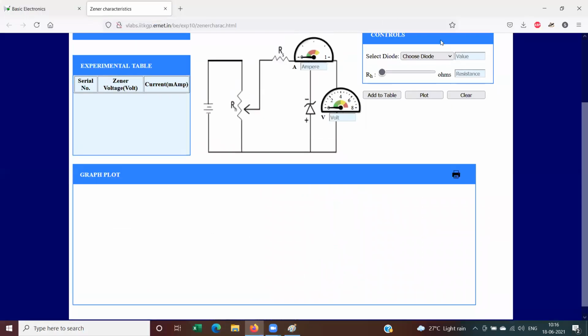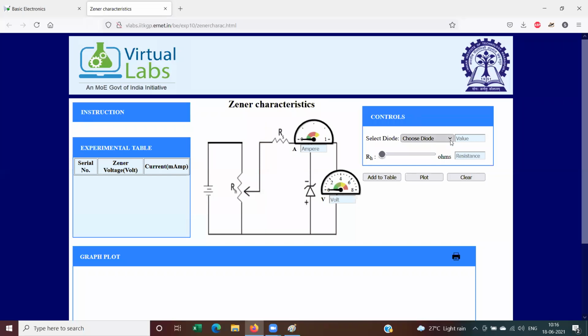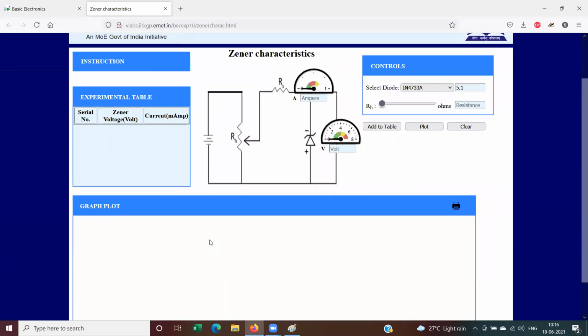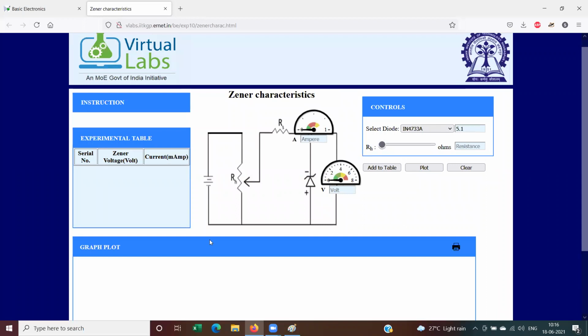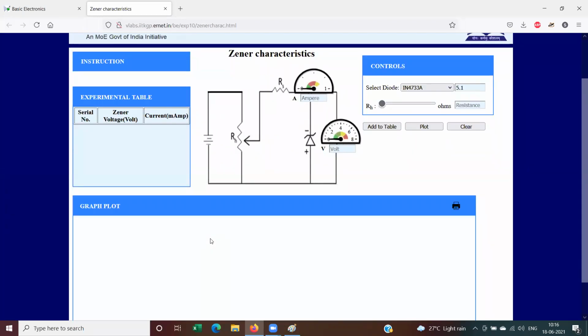Choose diode. Open this link. Select the diode. Step one is to select the diode. Select 1N4733A. Please select this diode. You see that it is showing 5.1. What does that mean? It means that the Zener breakdown voltage for this particular diode is 5.1 volt.